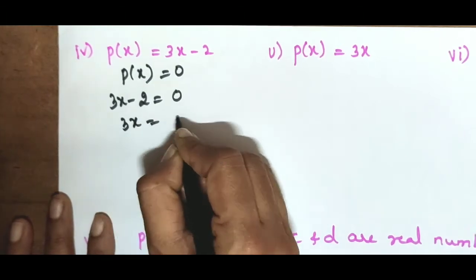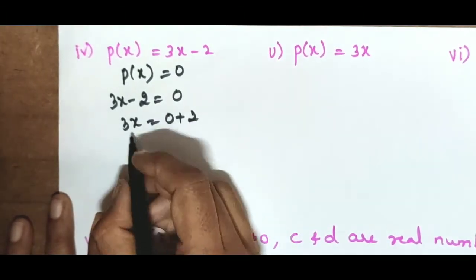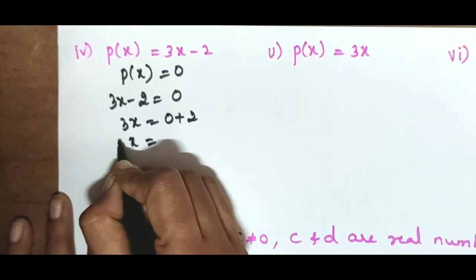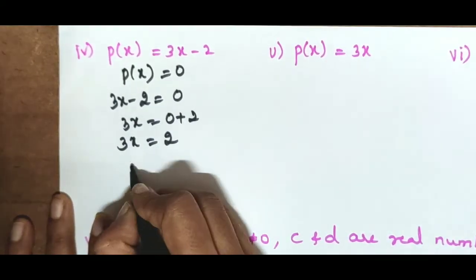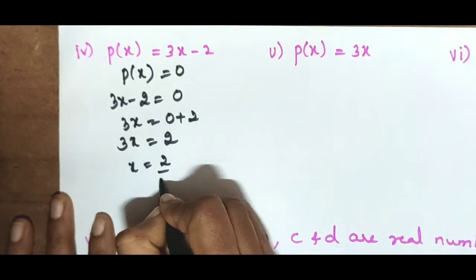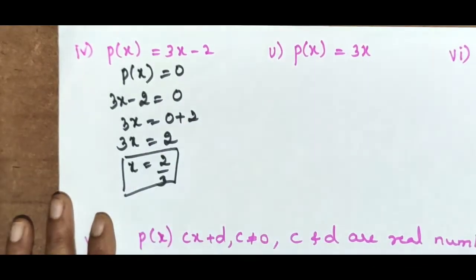So 3x is equal to 0 plus 2. So here 3x is equal to 0 plus 2, it is 2. Here you need to find the value of x. x is equal to 2 by 3. So this is the value of x here.